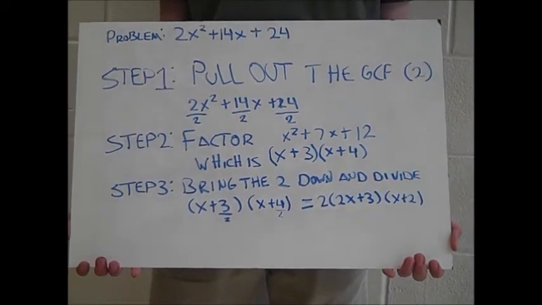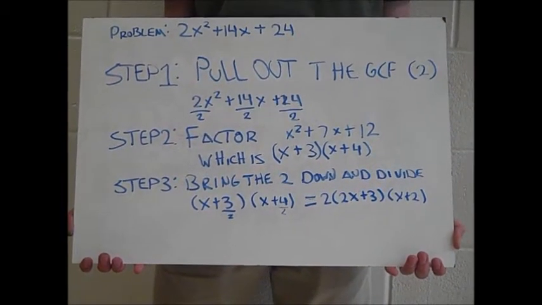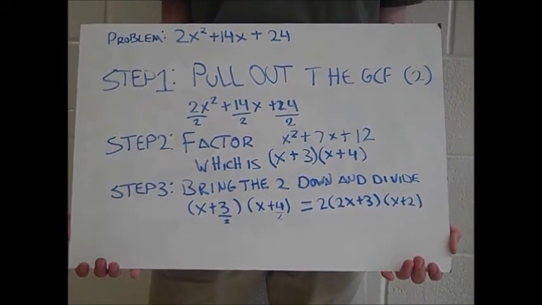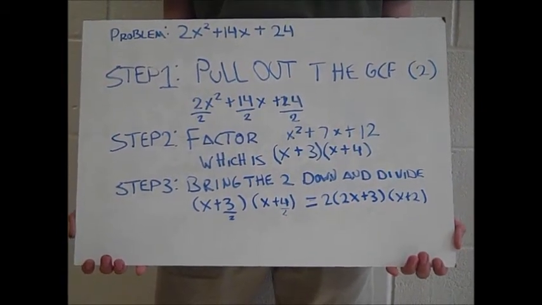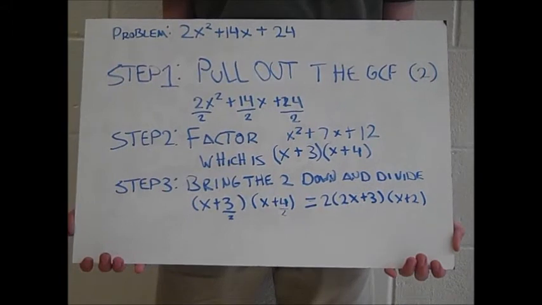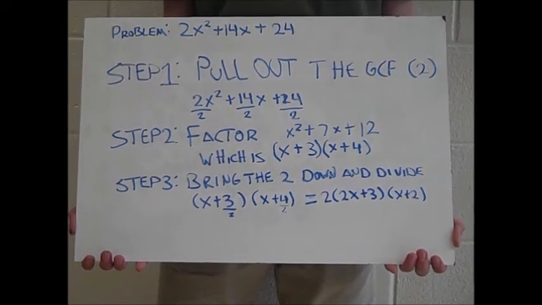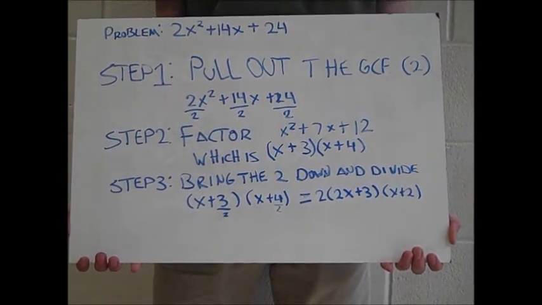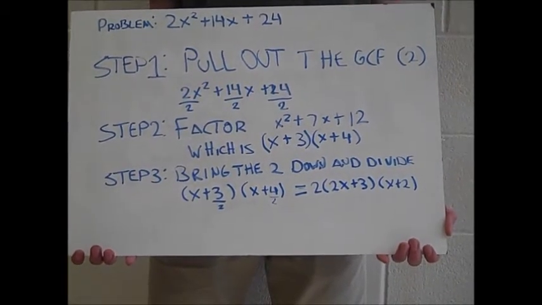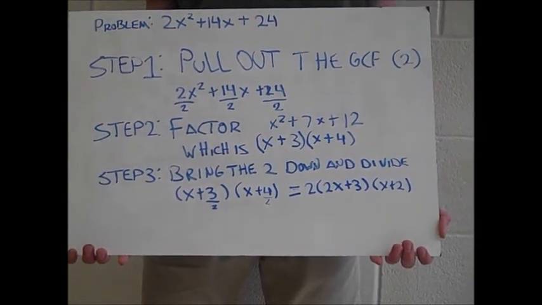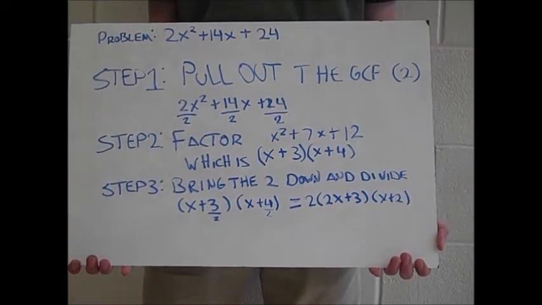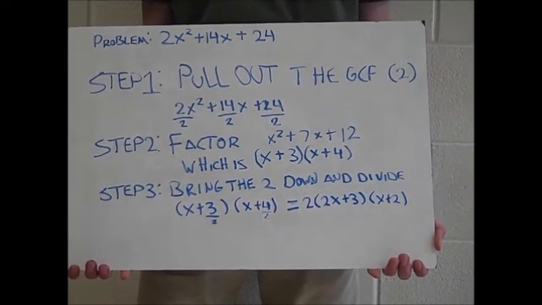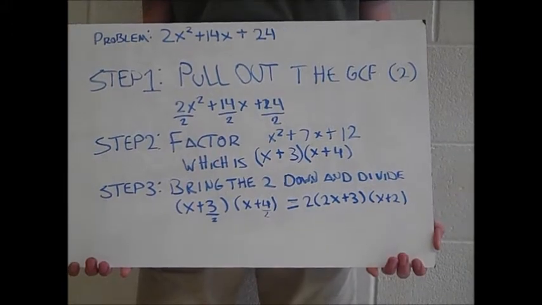You then divide all the integers in the equation by 2. Step 2 gives you the equation x squared plus 7x plus 12. You factor that out, which is x plus 3 and x plus 4. Step 3, you bring the 2 down, and the answer is 2 times x plus 3 times x plus 4.